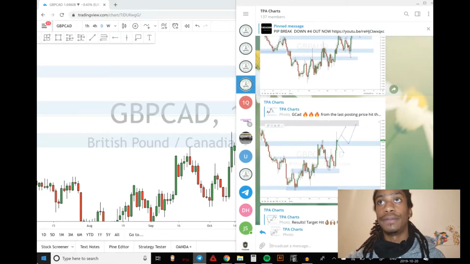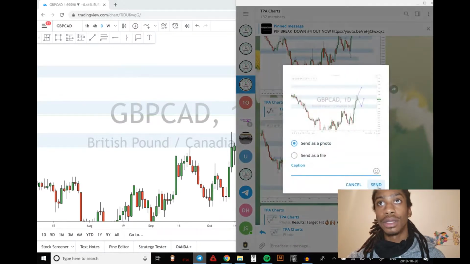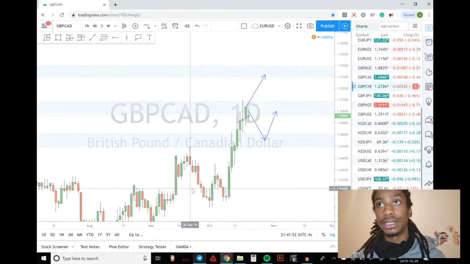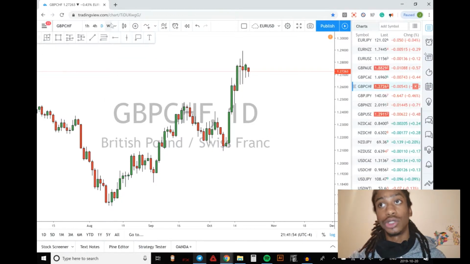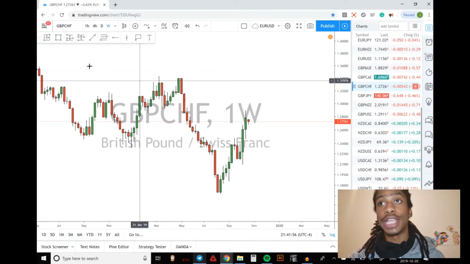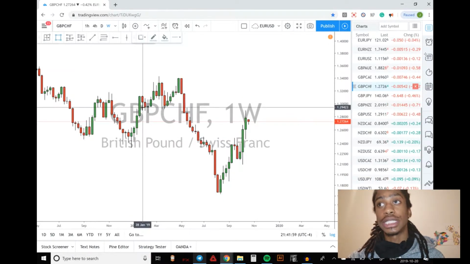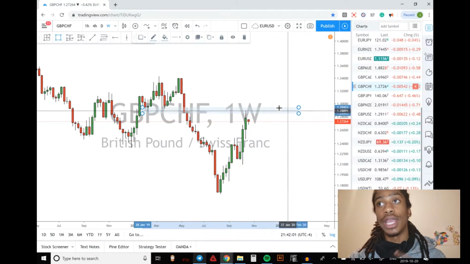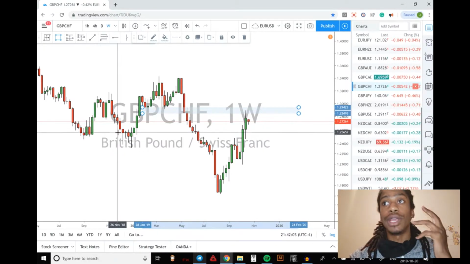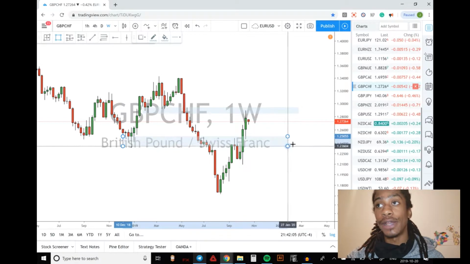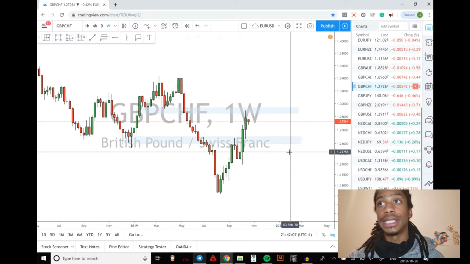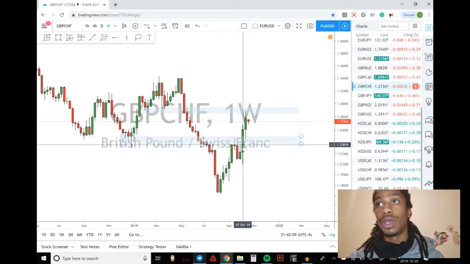Next pair we have here, resistance here. So yeah, the pound definitely does have a good chance of becoming weak. Just seeing that a lot of these pairs are in its resistance, are in a very influential and touchy area right now. Daily time frame now, we got a few things.